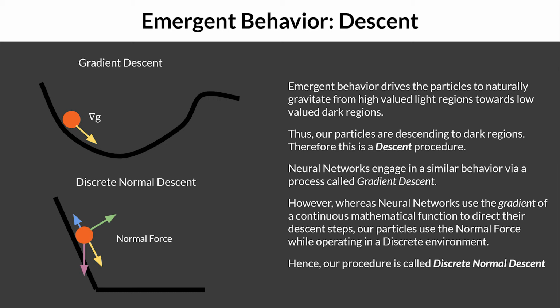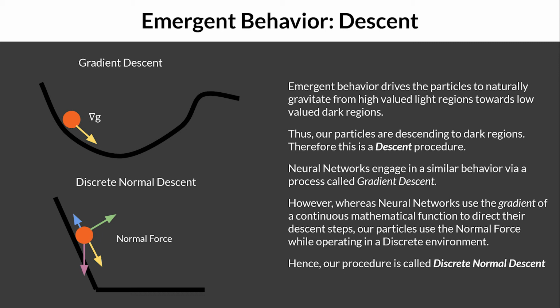I was very much inspired by the underlying mathematics that occur in neural networks, specifically how they operate using something called gradient descent. However, whereas neural networks use the gradient of a continuous mathematical function to determine the direction and the intensity of its descent step, instead, our particles use the normal force while operating in a discrete environment. Hence why our procedure is called discrete normal descent, as opposed to gradient descent.